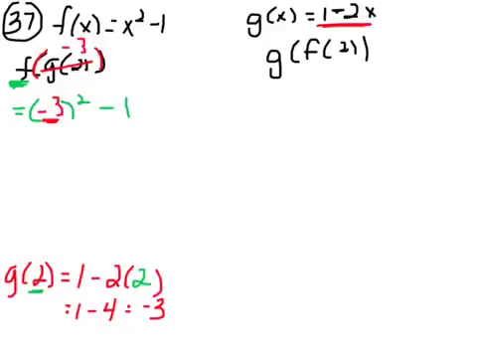You could do it that way. You could say, well, what's g of 2? It's negative 3. Cross it out. Oh, I'm supposed to find f of negative 3.